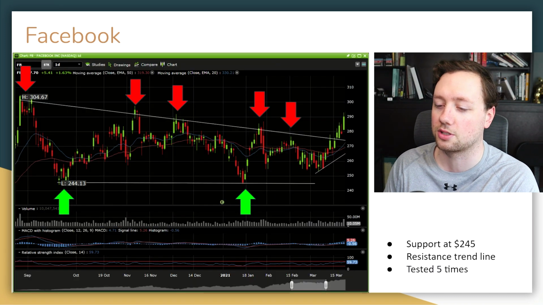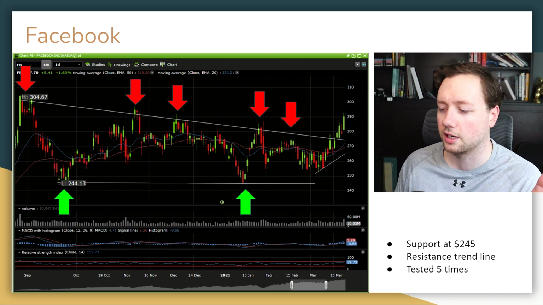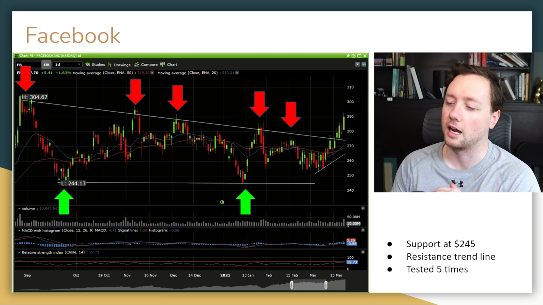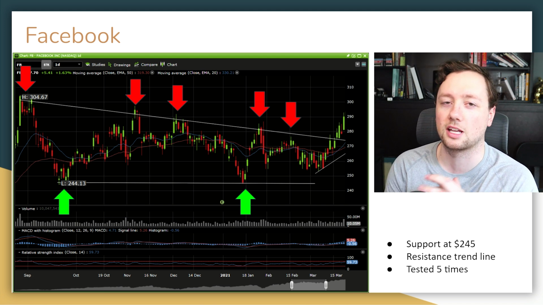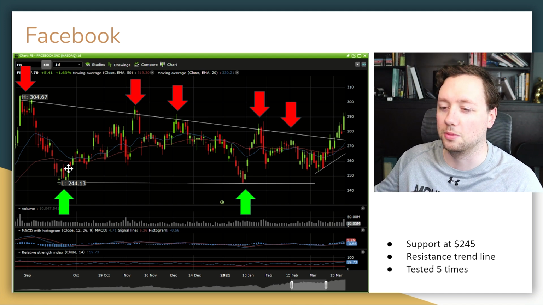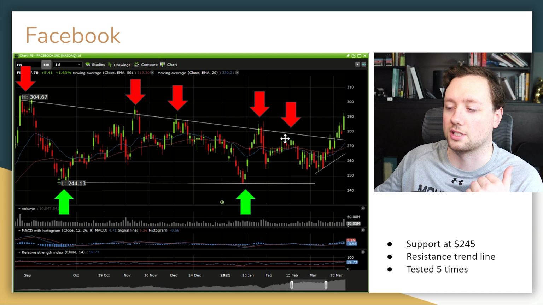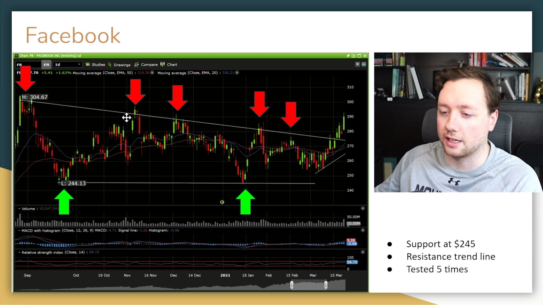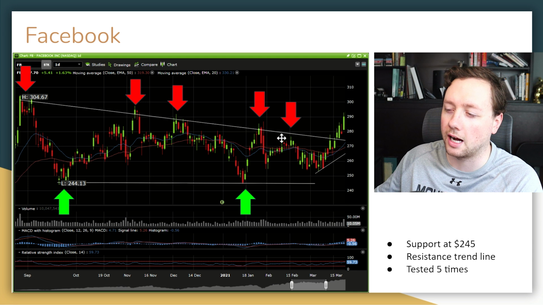So this is Facebook stock from September 2020 to March of 2021. And I really, really like this chart. I pointed it out several times on my channel, and it's really cool because we have a very clear level of resistance. As you can see, I've drawn a trend line here that basically connects all of the lower highs right here. And you can see that 5 different times the price was rejected by this trend line.